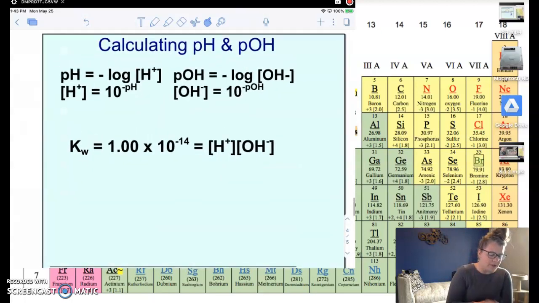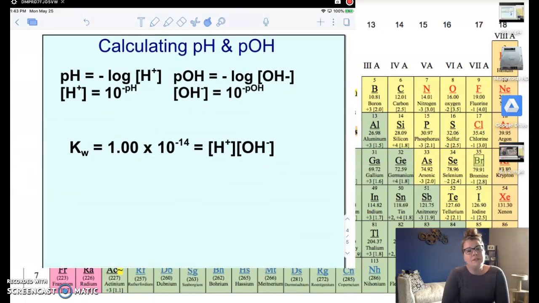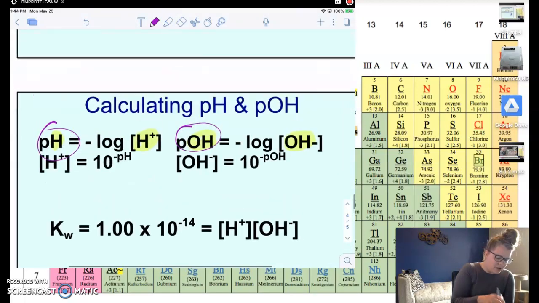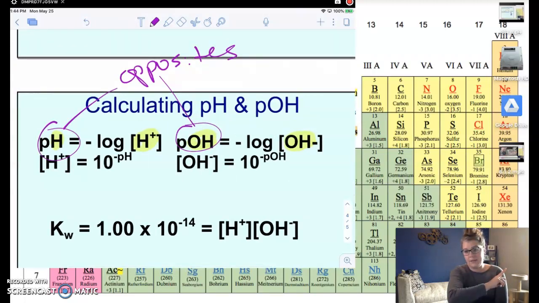And here are those calculations for you. Basically, the pH is the negative log of the hydrogen concentration. You might notice that pH has the letter H in it. That is because it's measuring the concentration of hydrogen ions in solution. And there's something opposite of pH, and that's pOH, which is measuring the concentration of the hydroxide ions. These two scales are opposites of one another, meaning a 1 on the pH scale is going to be a 14 on the pOH scale. So they work inverse of one another.